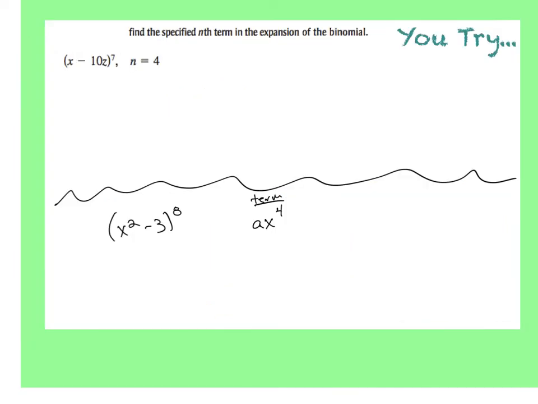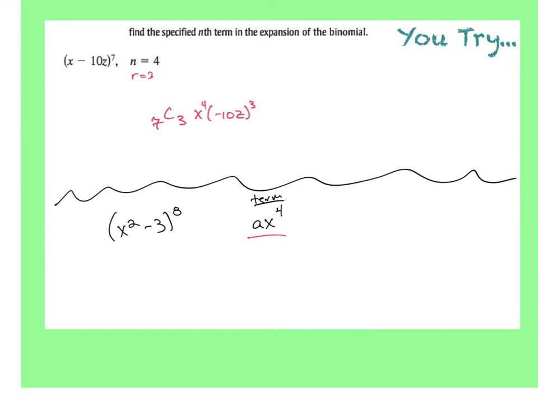So I'd like you to try to find these terms. On this one, I'd like you to try the fourth term. And on this one down here, I'd like you to find the x to the fourth term. If I have to find the fourth term, what do I know my r is? 3. My r is 3, okay? So that's basically what it tells us. So what goes out front? 7 combination 3. And then I have x to the power of something, and then I have negative 10z to the power of 3. So this x would be to the power of 4.